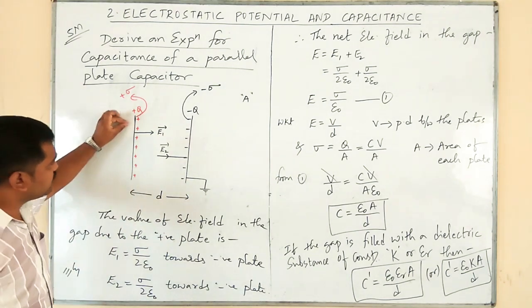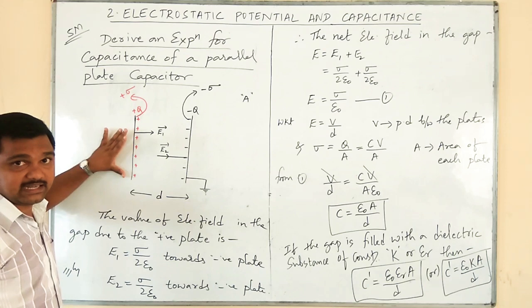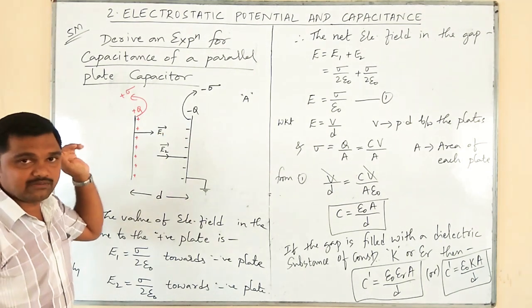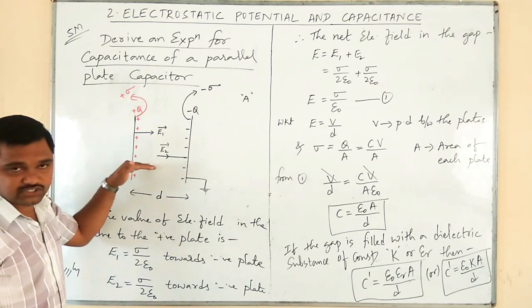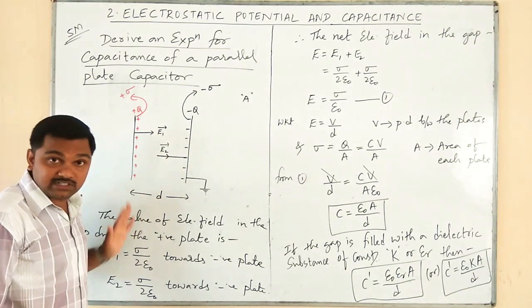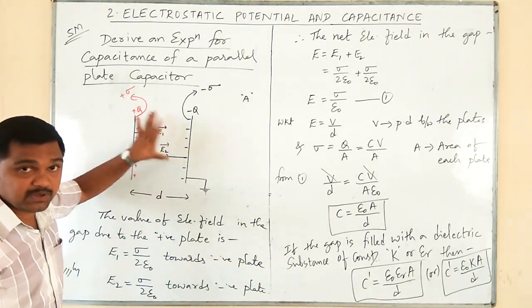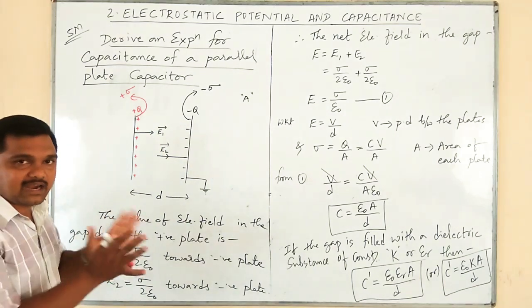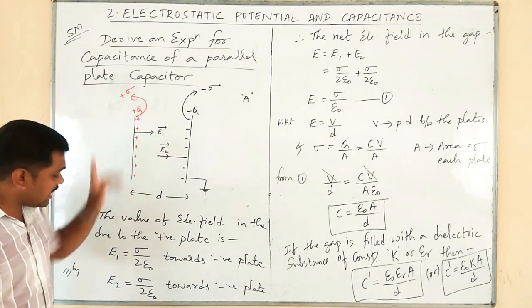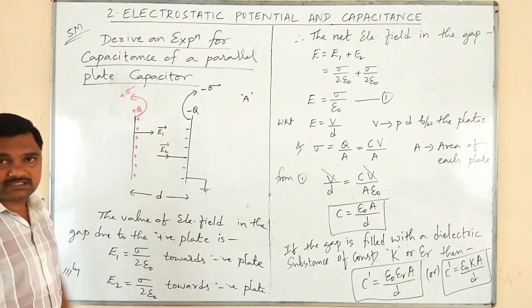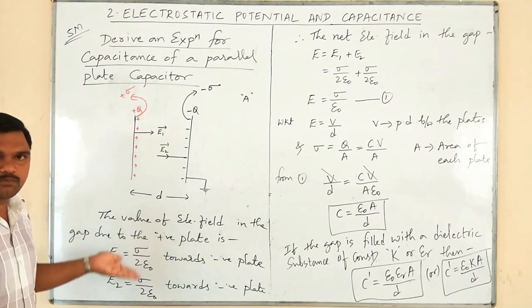Now, due to this positively charged plate, the direction of the electric field will be outwards. Due to this negatively charged plate, the direction of the electric field will be inwards. So, in this gap, the two electric fields get added. Hence, the total electric field in the gap becomes E1 plus E2. So, step by step we have to go.